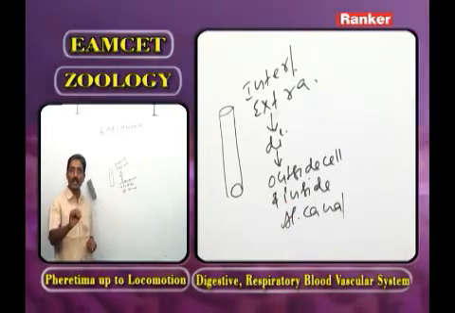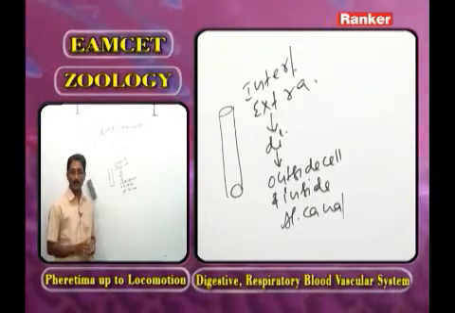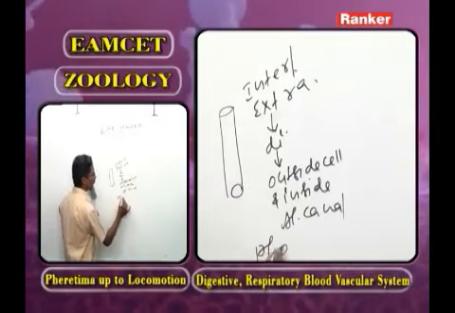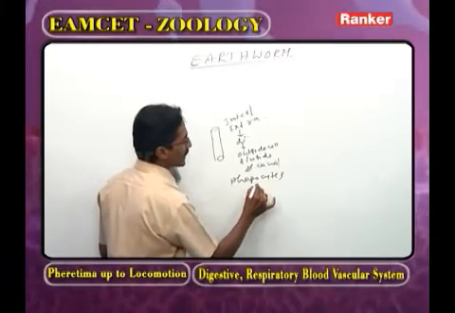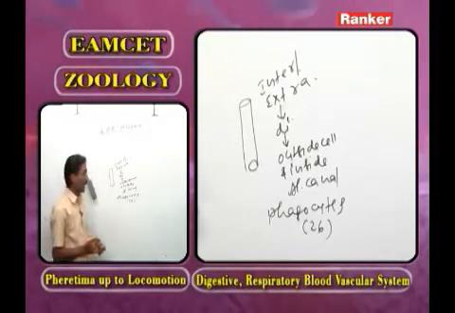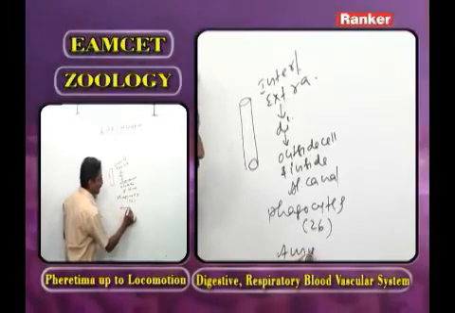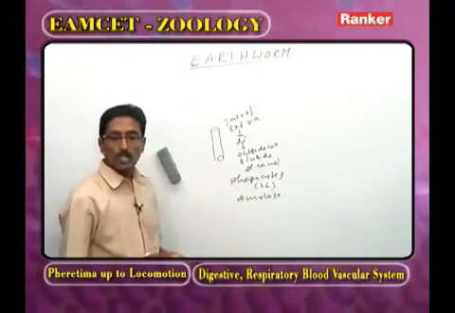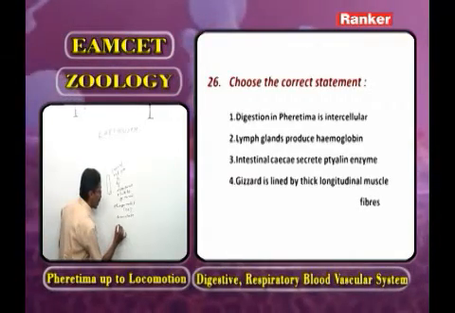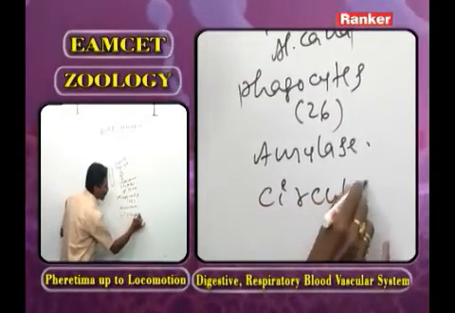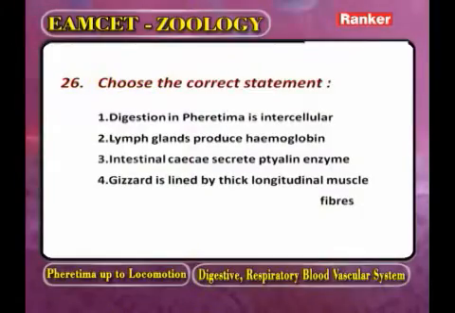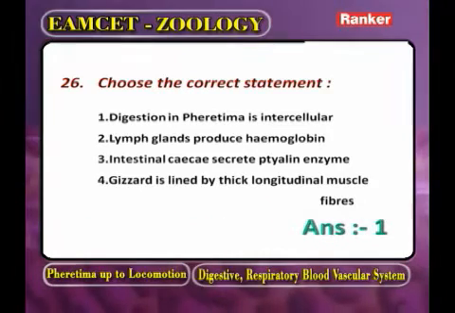Now we have to discuss the remaining three statements. Why are they wrong? Lymph glands produce hemoglobin: no, lymph glands produce the phagocytes. The lymph glands start from the 26th segment onwards. What about the intestinal caecae? They produce what type of enzyme? The amylase enzyme. Now, the fourth option, gizzard is lined by thick longitudinal muscles. No, the gizzard is lined by what type of muscles? The circular muscles. So the second, third and fourth are wrong. Only the first option is correct. Now, move on to the next question.